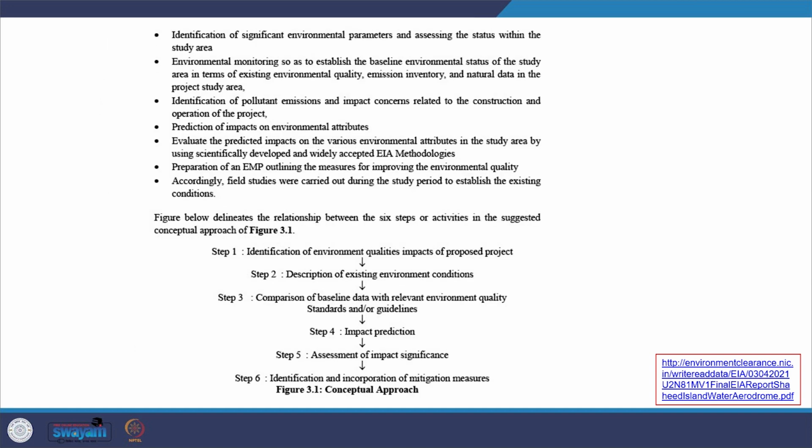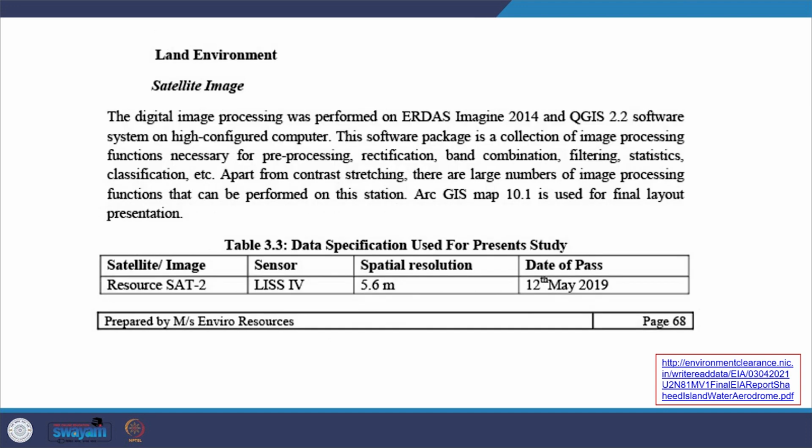They also looked at the significant environmental parameters, environmental monitoring, and the identification of pollution emissions, and then impacts on environmental attributes, so what kind of impact it had, and then evaluated the predicted impact. You have also seen how we evaluate the predicted impact. Further, they prepared the EMP, and also carried out field studies for establishing the existing conditions. You can also see this in the diagram here. Here you see how they have provided point by point all the details.